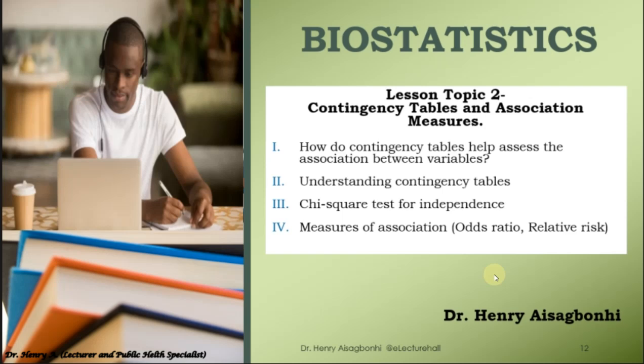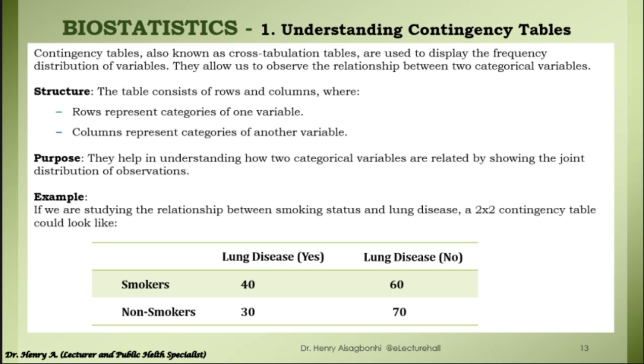Okay, so let's look into the first one, understanding contingency tables. It's important, so let's see that now. And in the end, we will know how contingency tables help to assess the association between variables. Contingency tables, also known as cross-tabulation tables, are used to display the frequency distribution of variables.